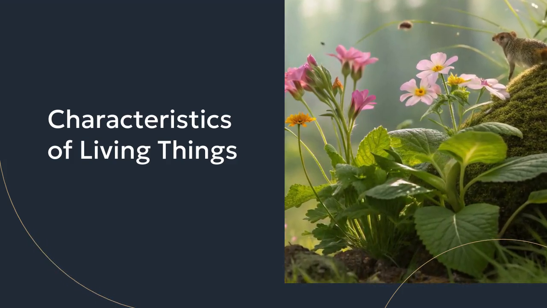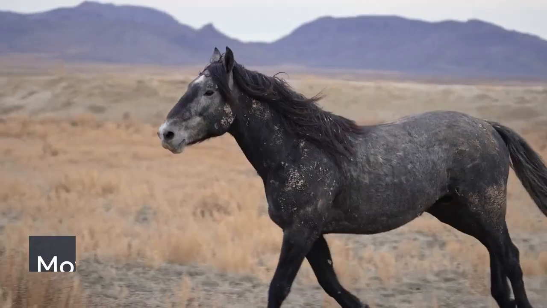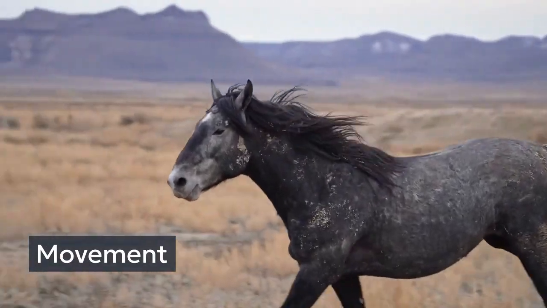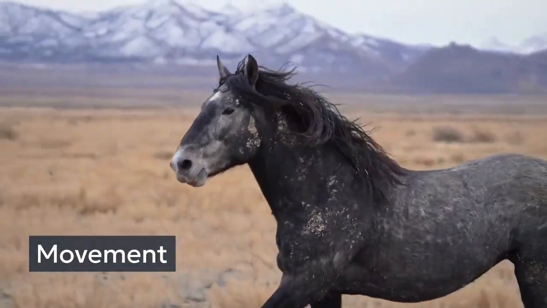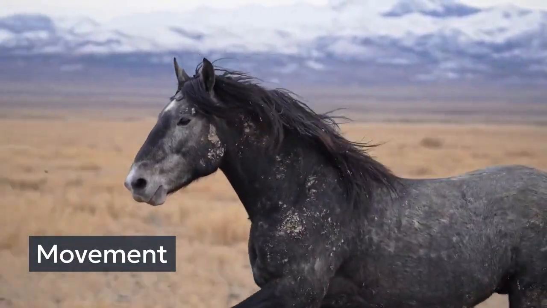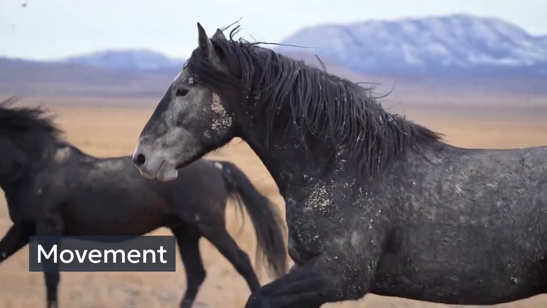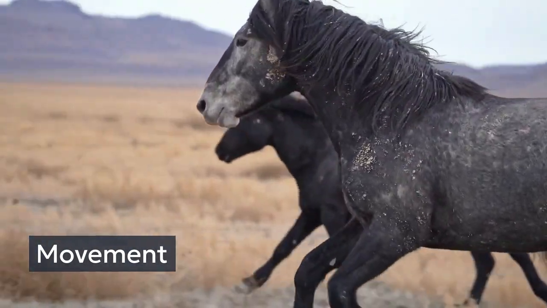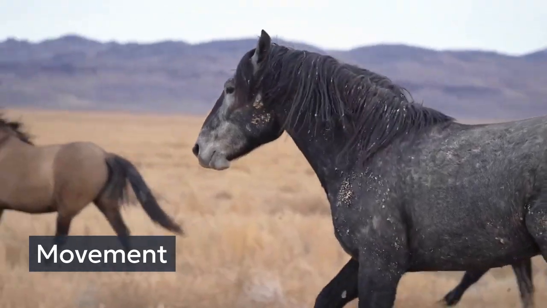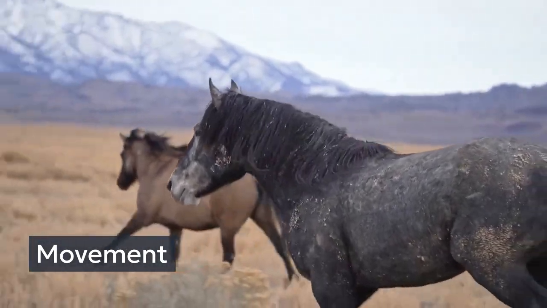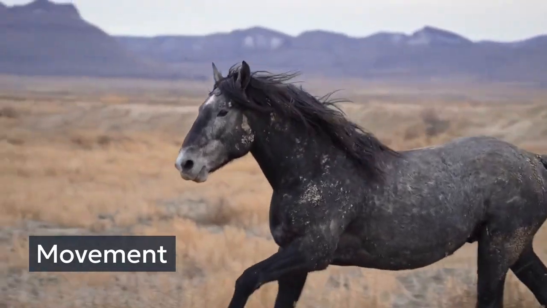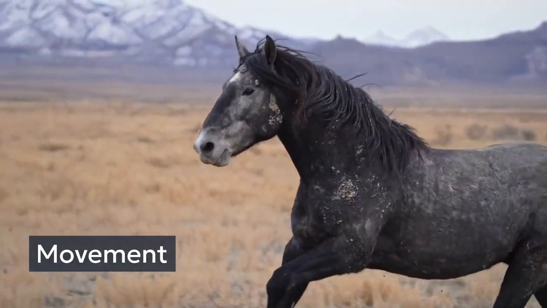We have various characteristics of living things, and the first one is movement. Movement is simply defined as the ability of an organism to move its own body, a whole of it or part of it, from place to place. And organisms move for different reasons. They could move for food, for reproduction, or to run away from danger.